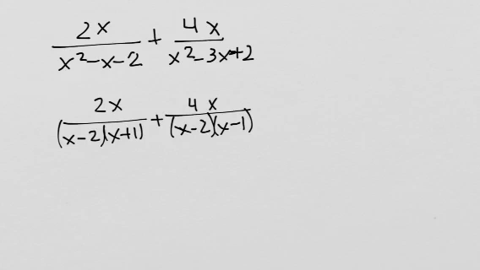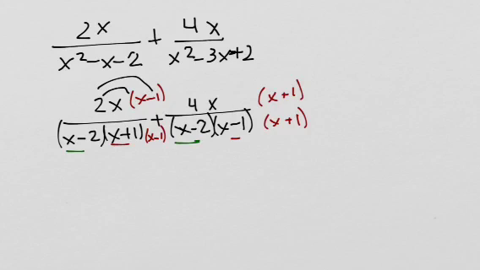In order to add fractions, I need to have common denominators. Both of my denominators have an x - 2, but they don't have the same second factor. So in order to make these equivalent denominators, I'm going to multiply the second fraction by (x + 1) over (x + 1), so that both denominators have an x + 1. I'm going to multiply the first fraction by (x - 1) over (x - 1), so that both fractions have x - 1 in their denominator.